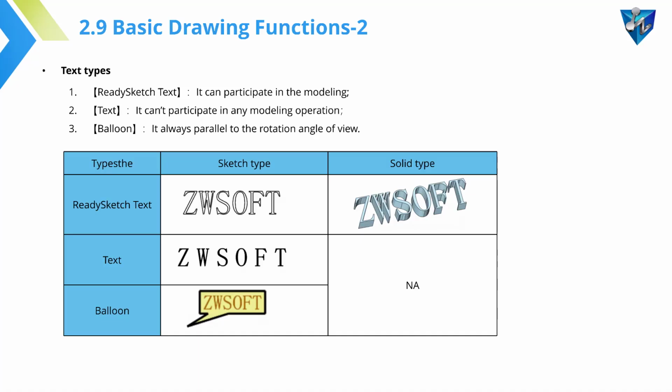And next I will introduce the text in ZW3D. We provide 3 different kinds of text in the Sketch module, and the first one is the Ready Sketch text, which can participate in the modeling. And the second one is the normal text, which cannot participate in any modeling operations. And the third one is balloon. This type is normally used to add some notes for the sketch, and it will always be parallel to the rotation angle of the view. So let me show you in ZW3D.